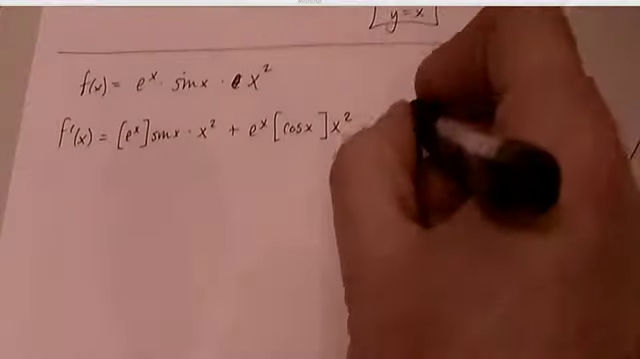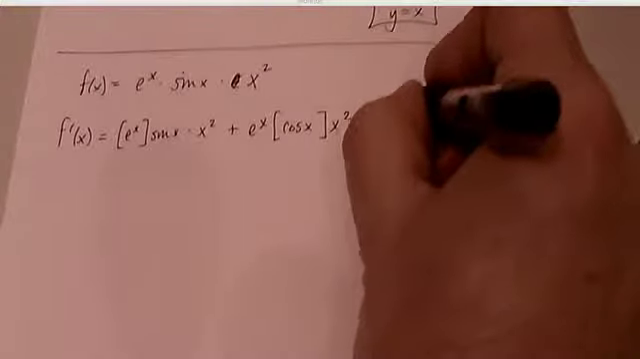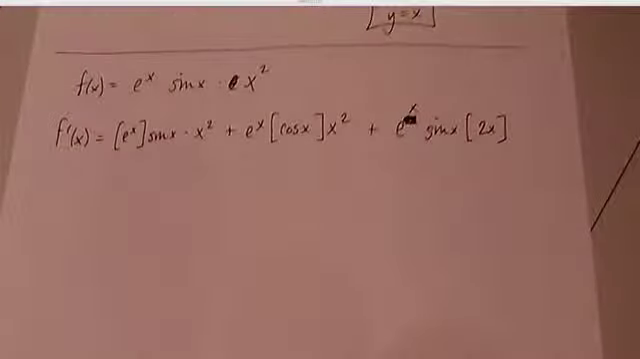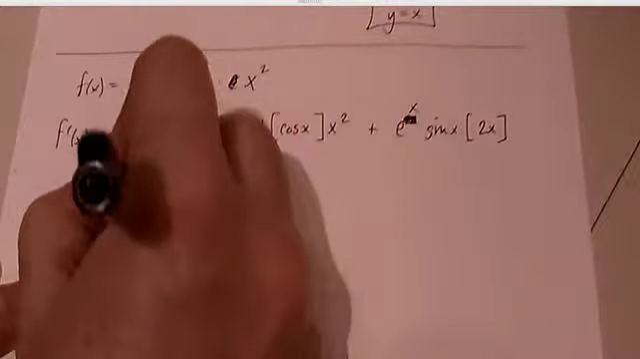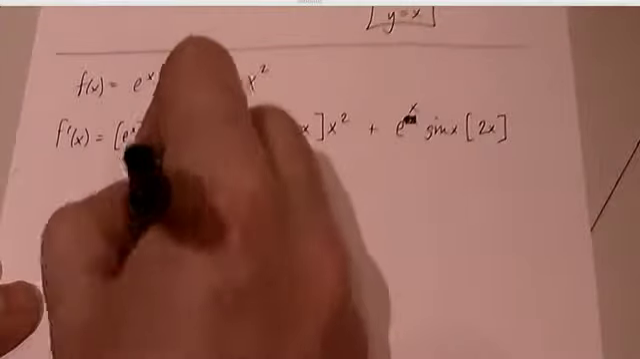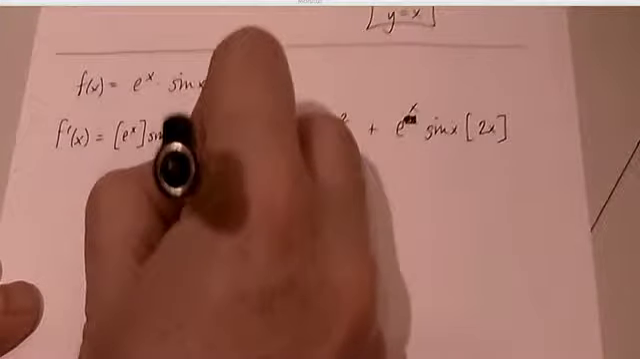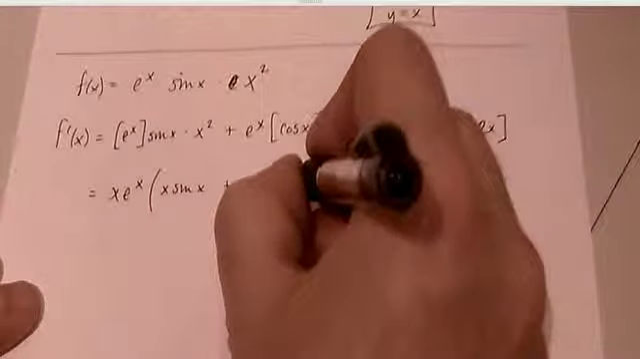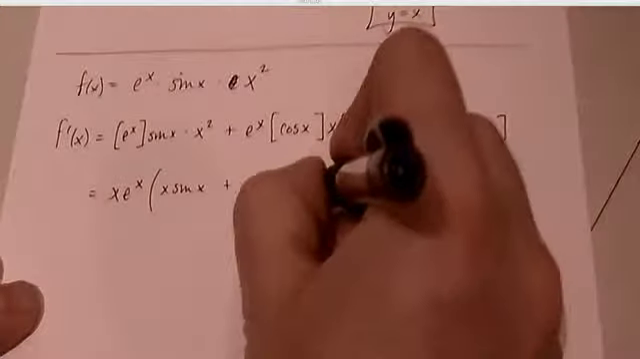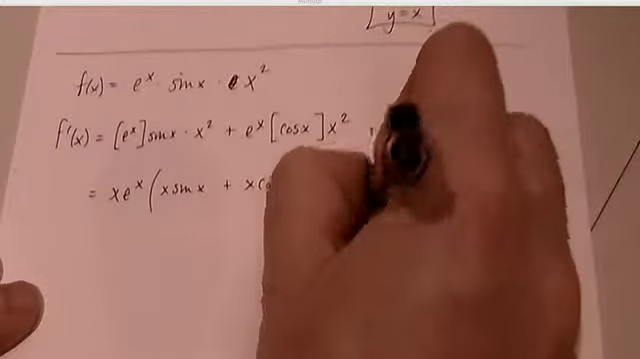I sort of messed up right here. That's supposed to be e to the x. Now you can clean this up a little bit. You can factor out an x and an e to the x. So x e to the x, that winds up giving me x sine x plus x cosine x plus 2 sine x, or something like that.